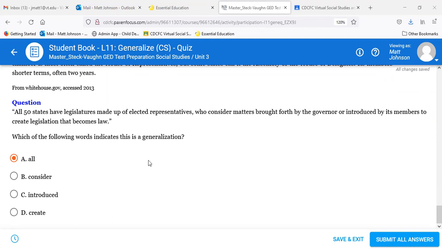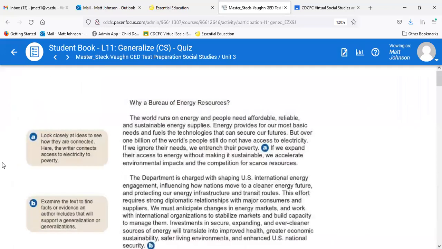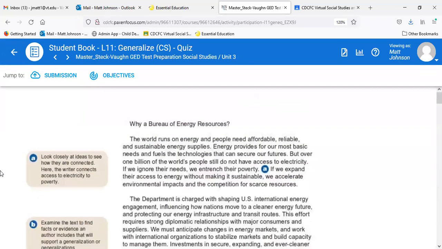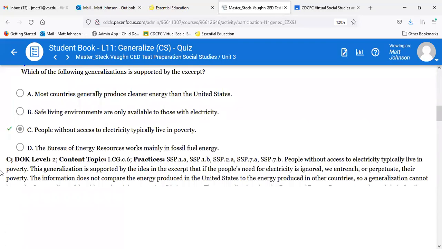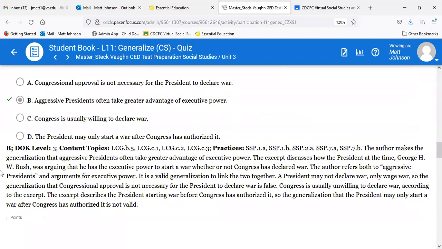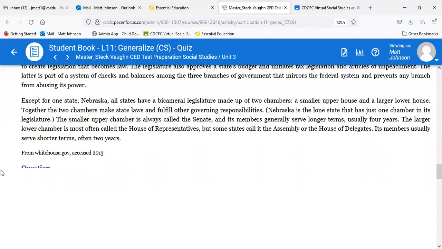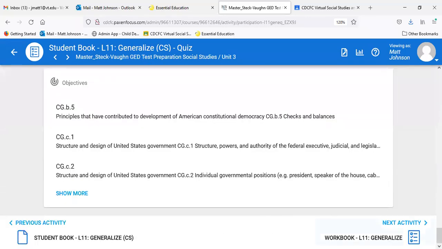So 4 is A, and that's it for the quiz. Only 4 questions today, so we'll submit. Real quick, 1 was C as in cat. 2, B as in boy. 3, D as in dog. And 4 was A. Okay, so we'll move over to the workbook here.